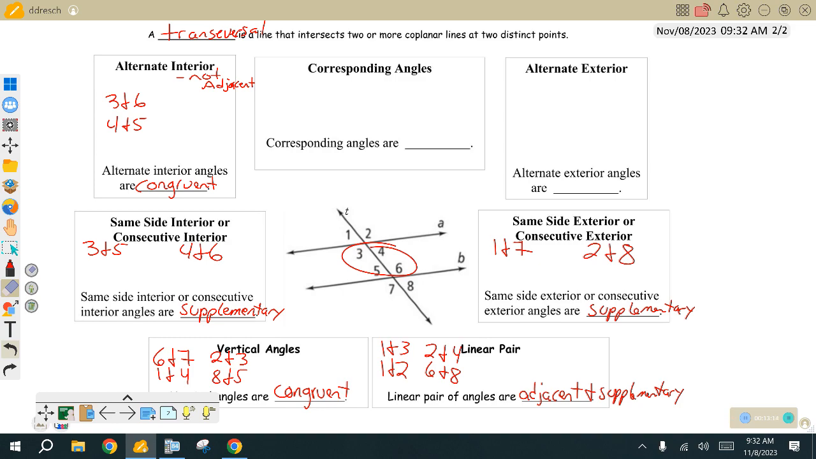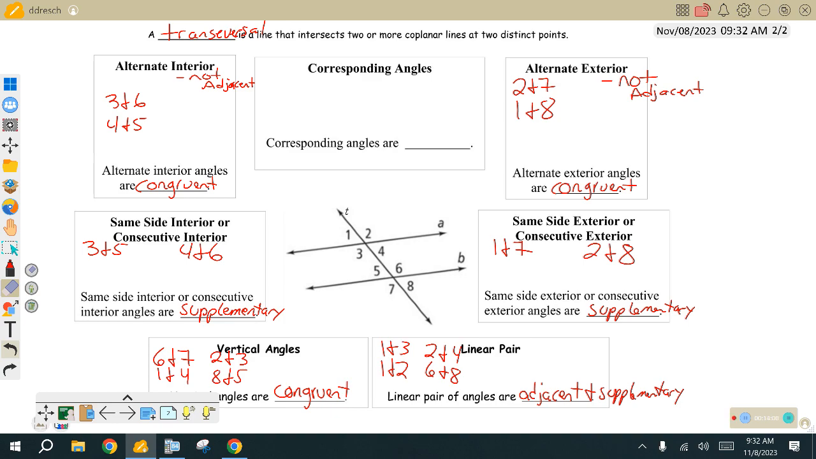Alternate interiors. Caden, you said a second ago already for the alternate exteriors. What was the alternate exterior example you gave me, Caden? 7 and 2. And what's the other pair? 1 and 8. Again, what's the catch? Not adjacent. Correct, because we've already taken care of the adjacent part of things. If you want to tell me 1 and 2, which is almost correct, we've taken care of that. Where have we taken care of 1 and 2? That's a linear pair. Those are adjacent to one another. Again, we measured out 2 and we measured out 7. We're going to find out that they are congruent.